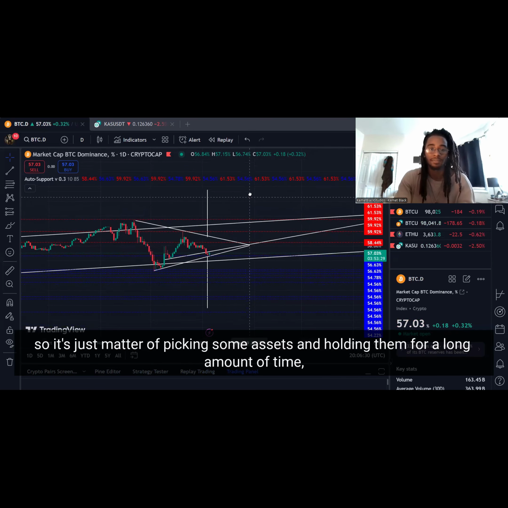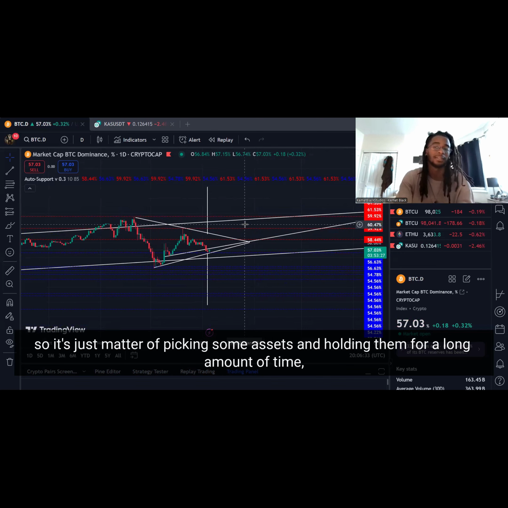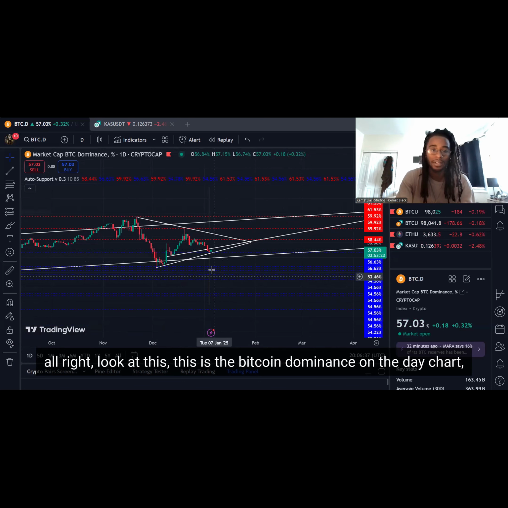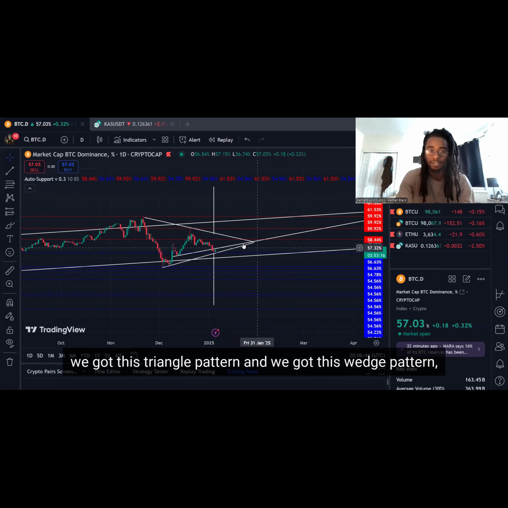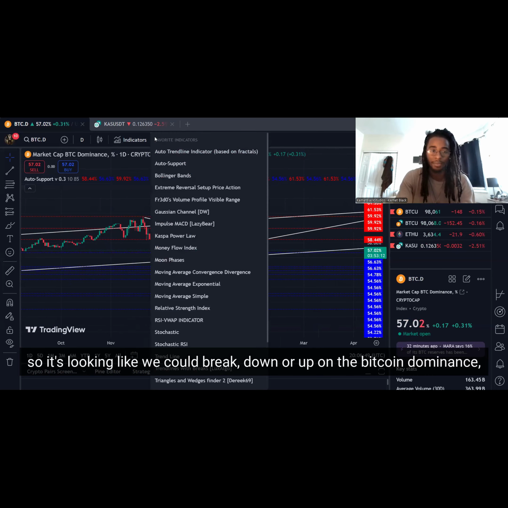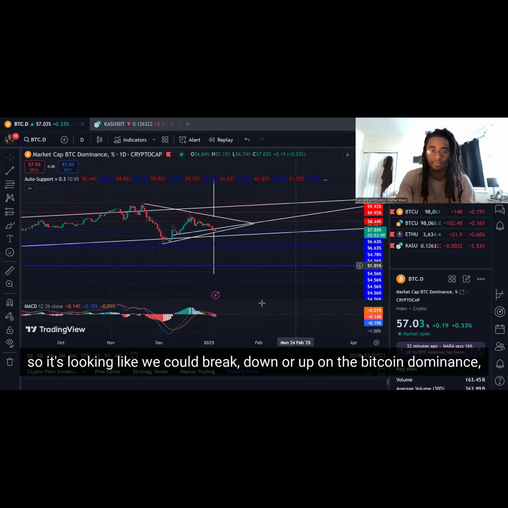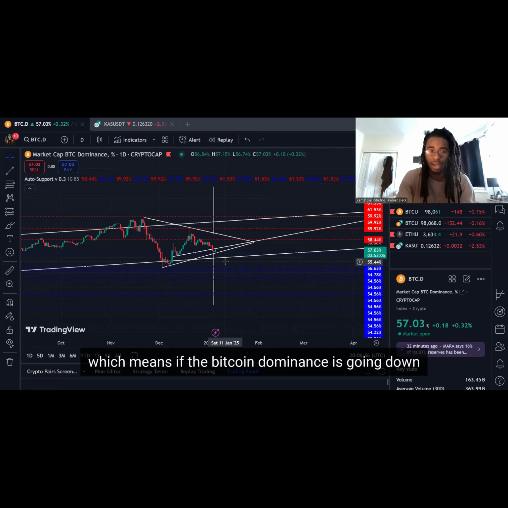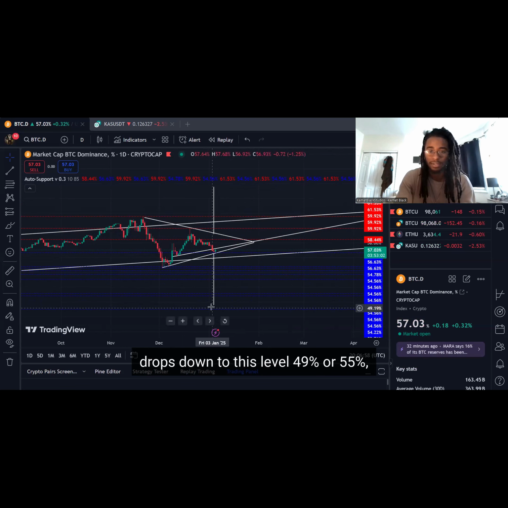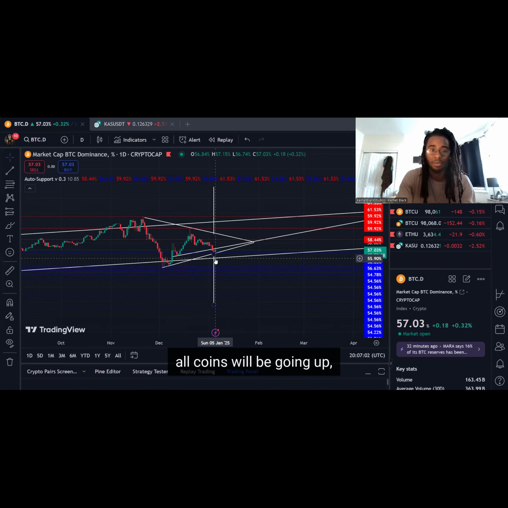So it's just a matter of picking some assets and holding them for a long amount of time. All right. Look at this. This is the Bitcoin dominance on the day chart. I think we got this little pattern here. We got this triangle pattern and we got this wedge pattern. So it's looking like we could break down or up on the Bitcoin dominance. Yes, we got a bearish cross, which means if the Bitcoin dominance drops down to this level, 49% or 55%, altcoins will be going up.